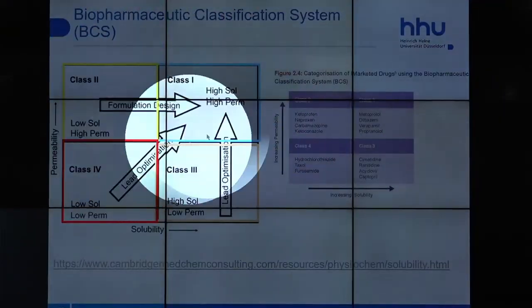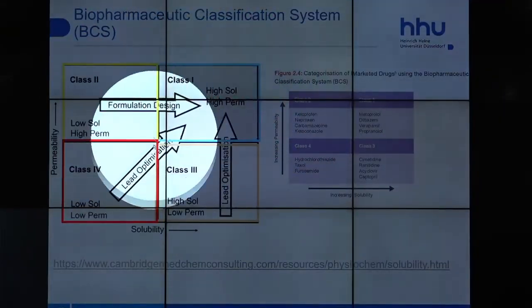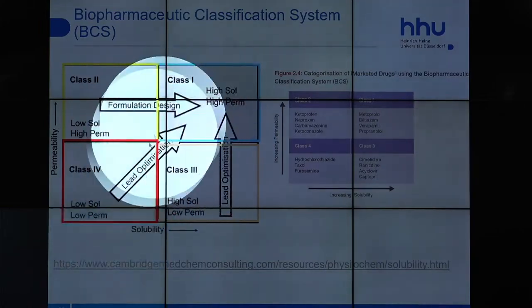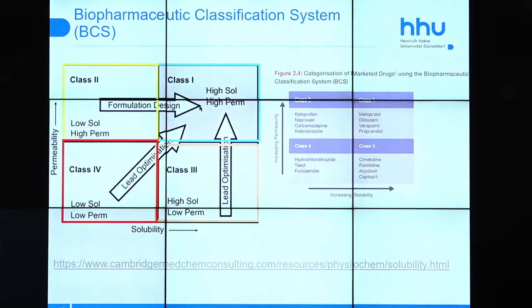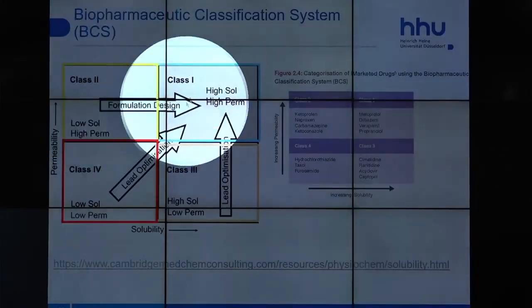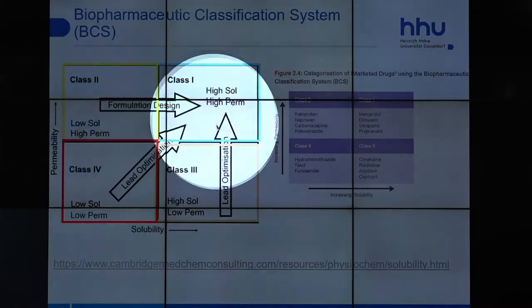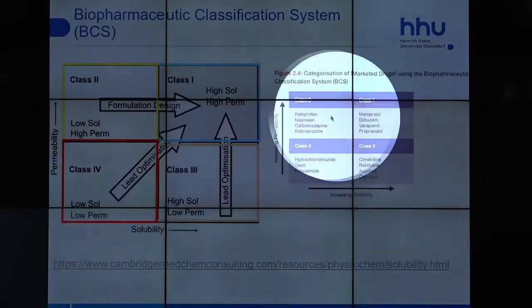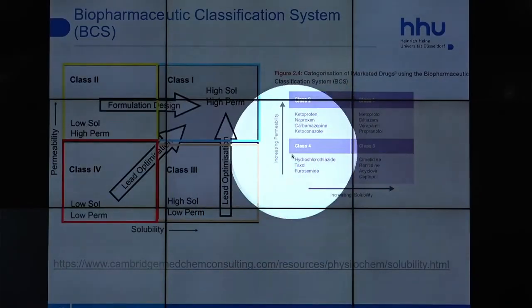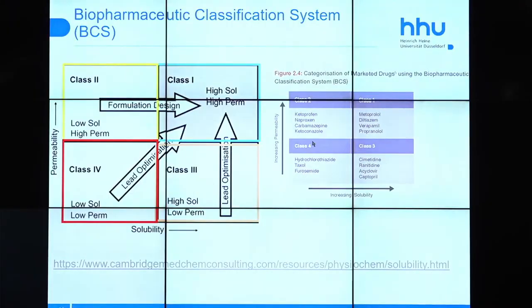So we have to go at best to class 1, and in most cases lead optimization goes from a class 4 lead to class 1 compounds. Class 2 is just some formulation design. Class 3 is something in between, where you can sometimes work by formulation or by drug optimization. Yeah? And you see here, even class 4 compounds, hydrochlorothiazide, taxol, and furosemide, are compounds which are marketed, but still in special tablets or special formulations.